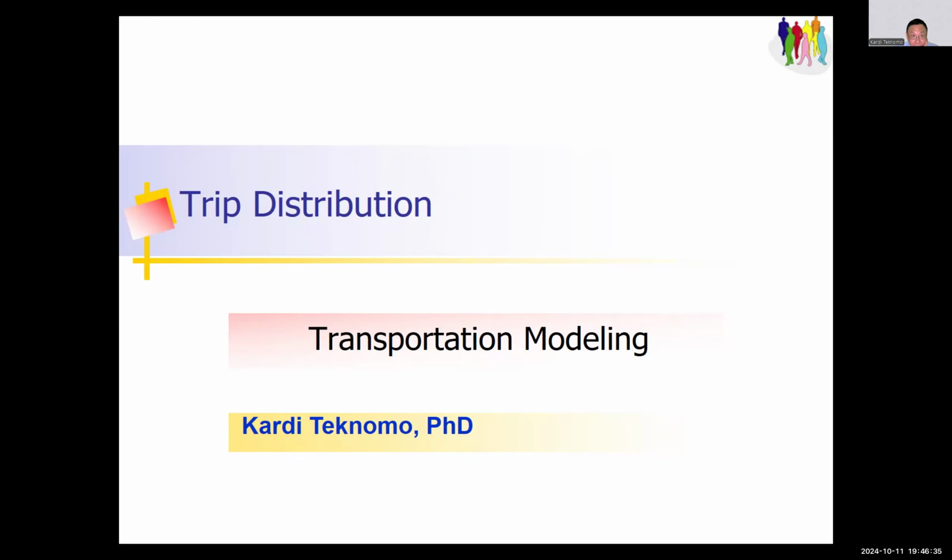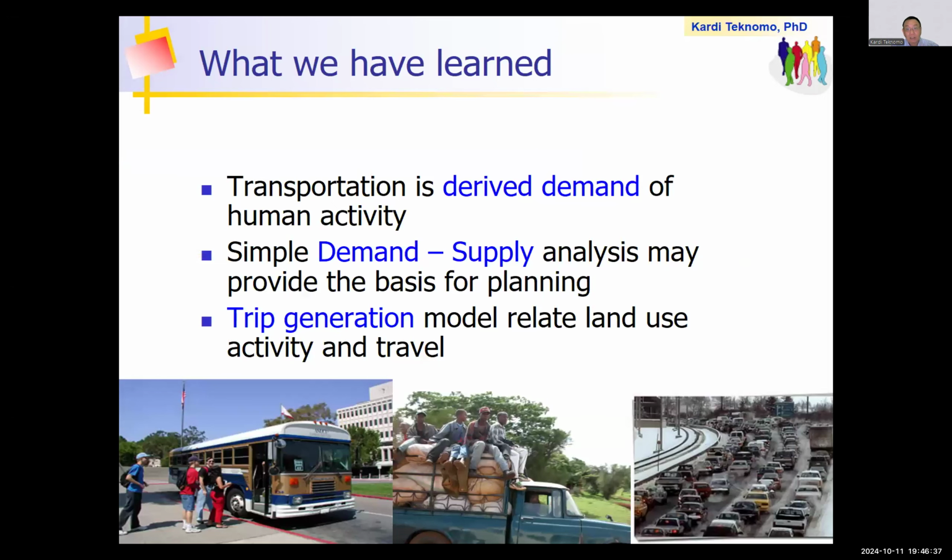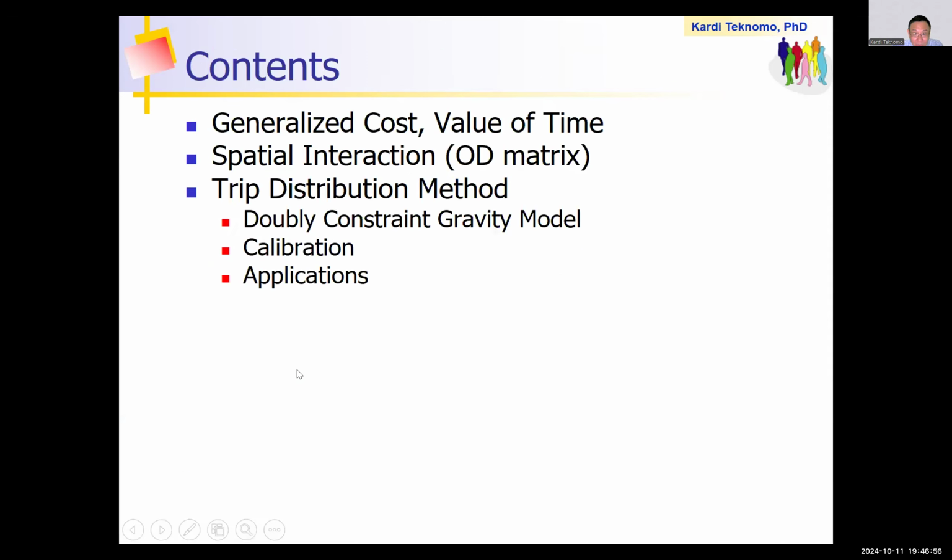So far we learned that transportation is the derived demand from activities, right? And then we also learned about simple demand and supply. And we also learned about trip gen, which relates land use activities and travel. Now, in trip distribution, we want to connect the trip production and trip attraction available so that you can get what is called the OD matrix.